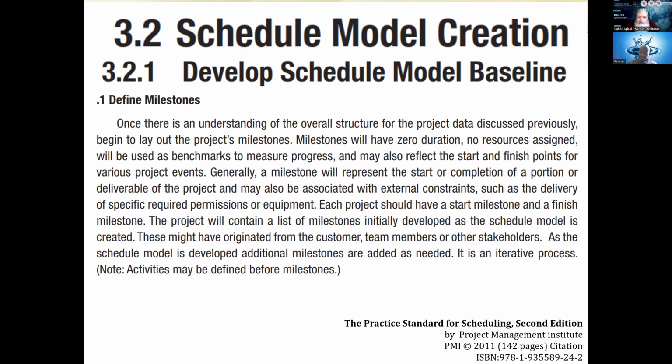These might have originated from the customer, team members, or other stakeholders. They could be the reason for these constraints. As the schedule model is developed, additional milestones are added as needed. So this is an iterative process. This is a possibility, although I said that the roadmap of the project would indicate certain major milestones to us, but at that time activities were not identified. But as we identify the activities, the milestones will be refined and new milestones will be added.